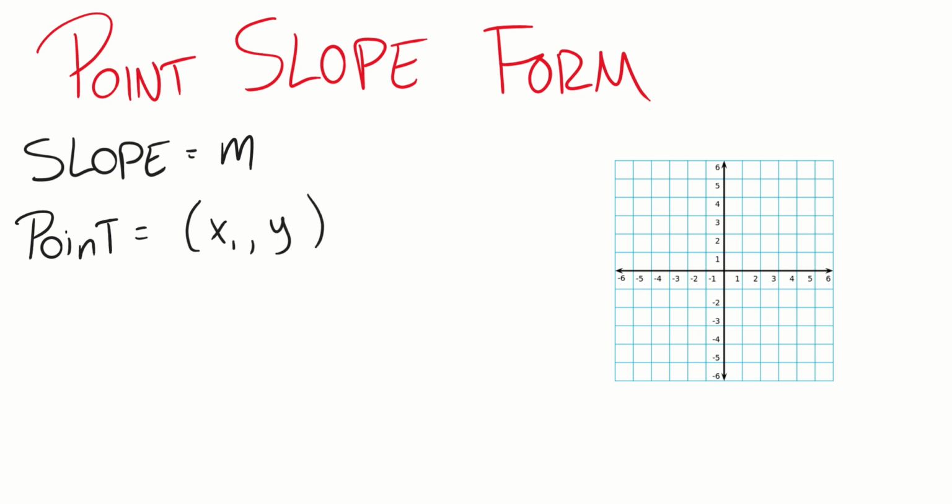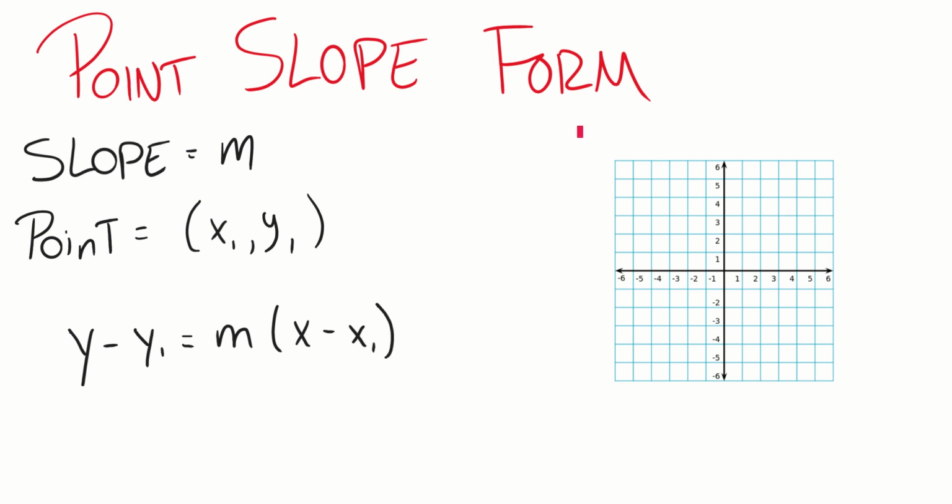We're actually going to call this x1 and y1, because we don't want to get them confused with the x and y that exist in our equation. So, our formula for writing point-slope form is y minus y1 equals m times x minus x1.